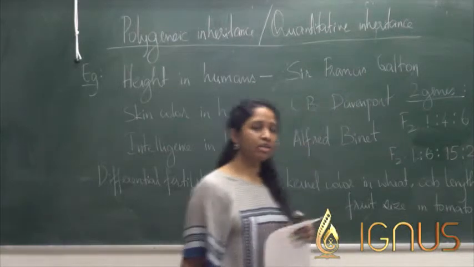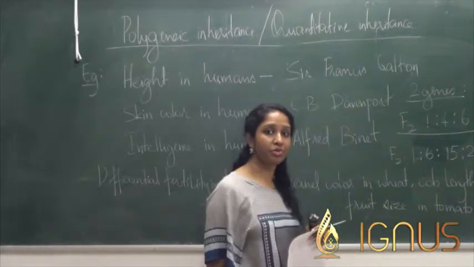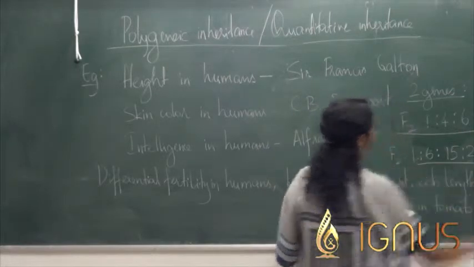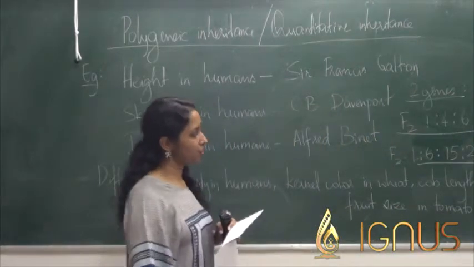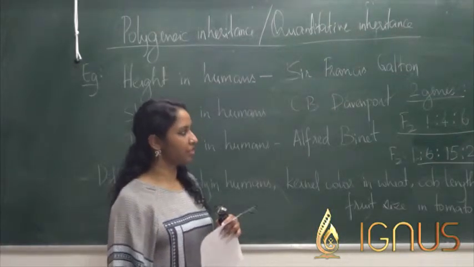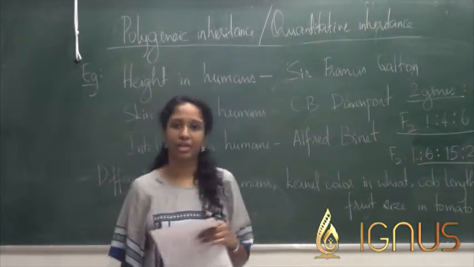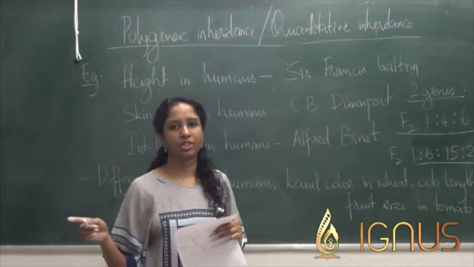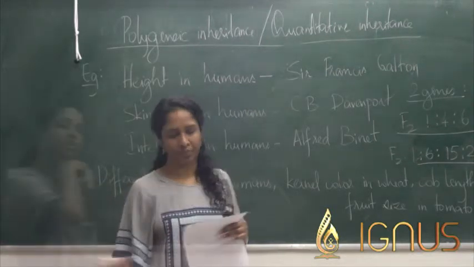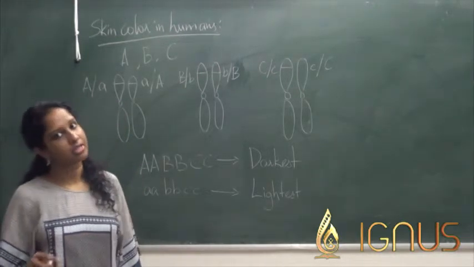1:6:15:20:15:6:1. Okay, so if there are two genes involved, the F2 will be 1:4:6:4:1. If there are three genes which are involved, then the F2 is going to be 1:6:15:20:15:6:1. So that is how the F2 generation phenotypic ratio is going to change from the classical Mendelian F2 phenotypic ratio. We are going to learn more about polygenic inheritance using skin color in humans as an example.